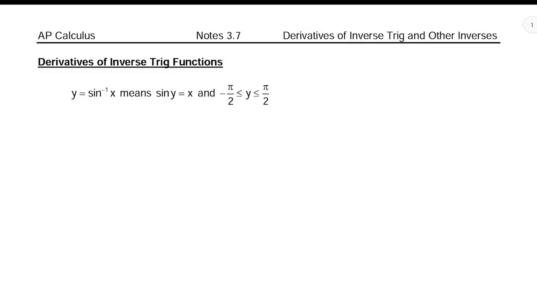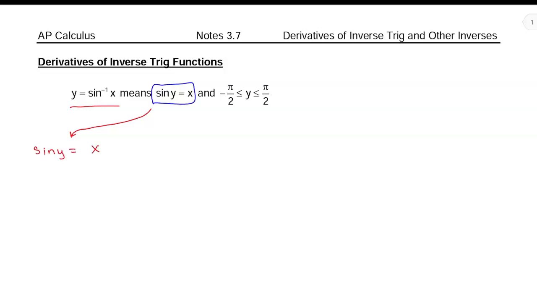Section 3.7 also contains information about the derivatives of inverse trig functions and the derivative of inverse functions. We'll start with inverse trig functions. An inverse trig function is like y equals inverse sine of x. This can also be written as sine y equals x. So what I'm going to do is use that form, sine of y equals x.